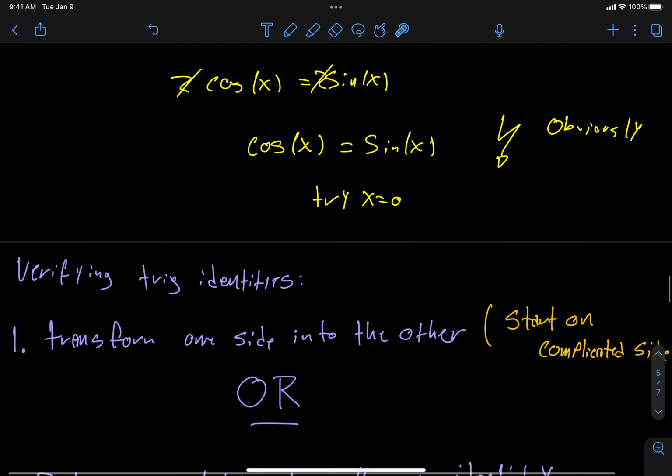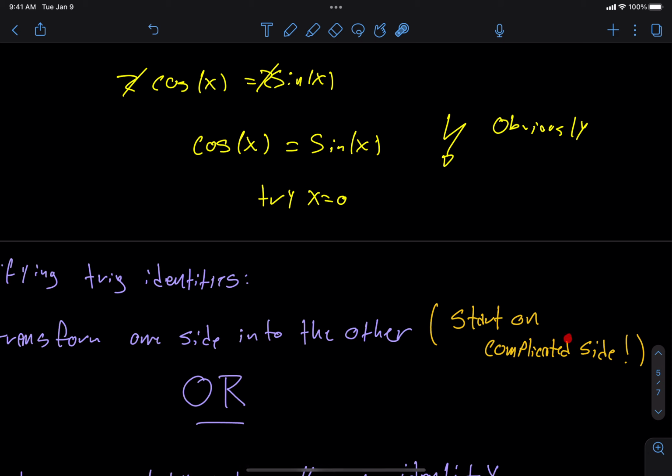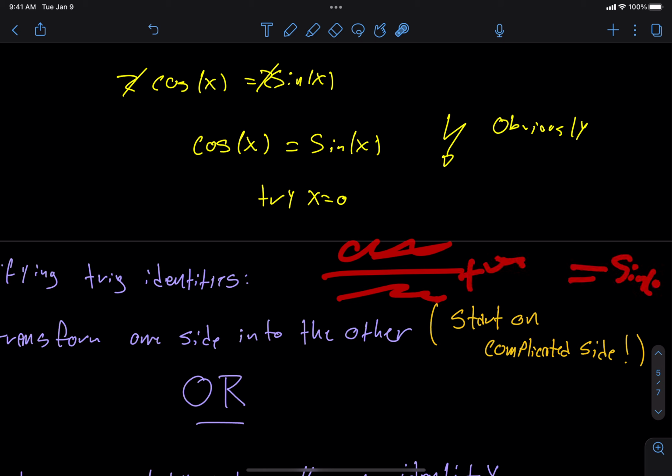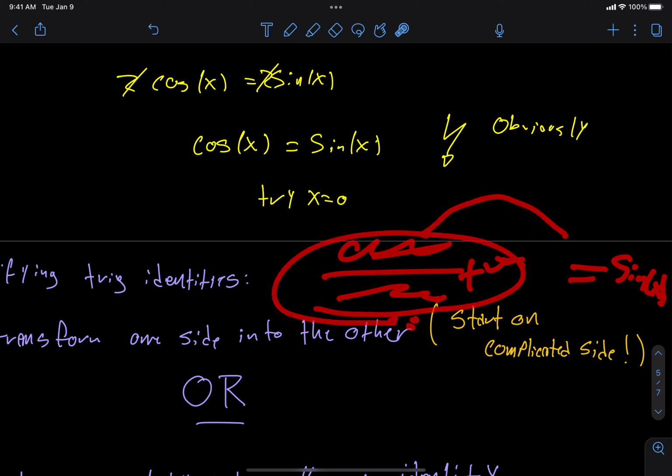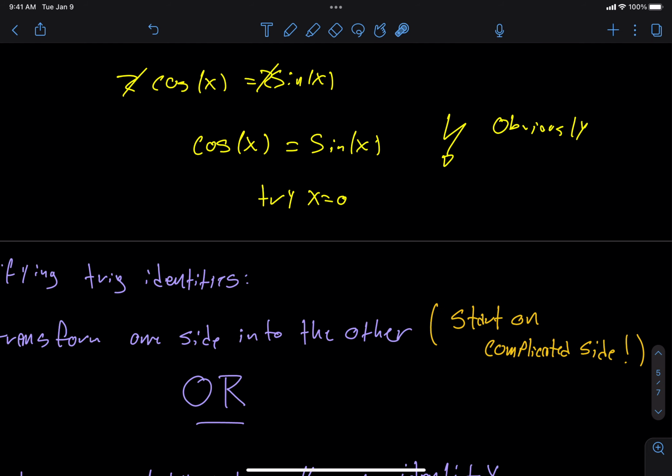Typically, we will start on the more complicated side. There will be something complicated on one side, like a fraction of all sorts of stuff, and then plus another fraction or whatever, and then one side will have like sine of x. In this case, we will start on this side and try to simplify, simplify, simplify until we get something like sine x equals sine x. Okay, that's one way to do it.